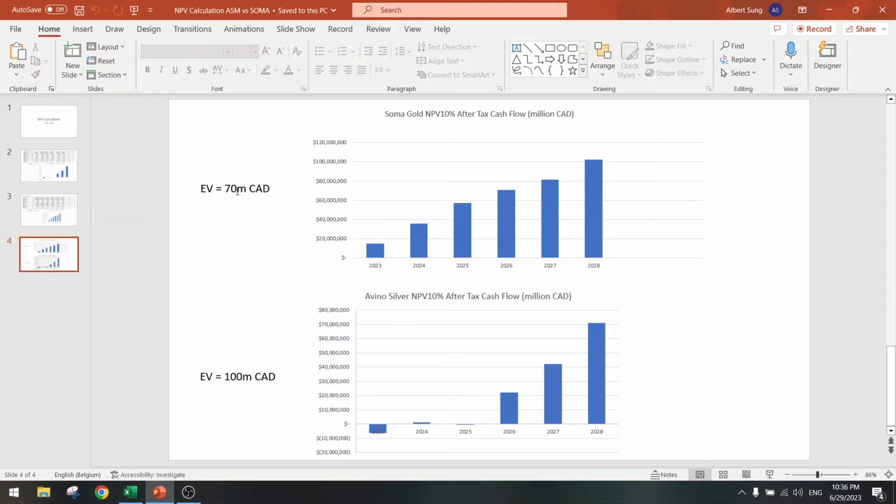Now also the enterprise value of Soma Gold is at 70 million. This one is at 100 million. So visualize this as well on this chart. So here actually the market cap was 50 million plus the debt was 20 million. So we have 70 million enterprise value. That's somewhere here.